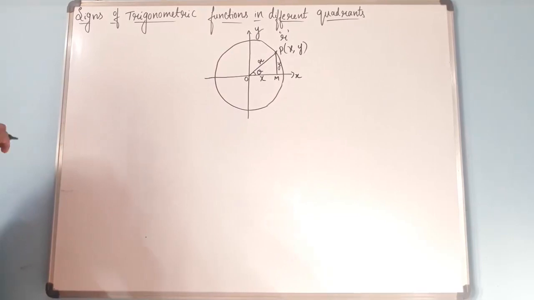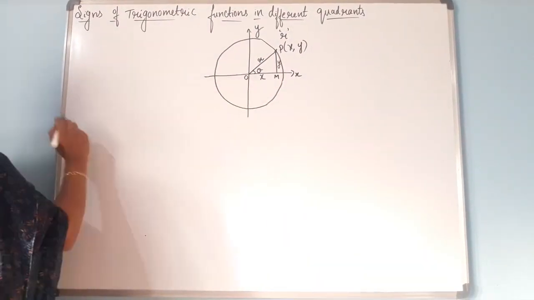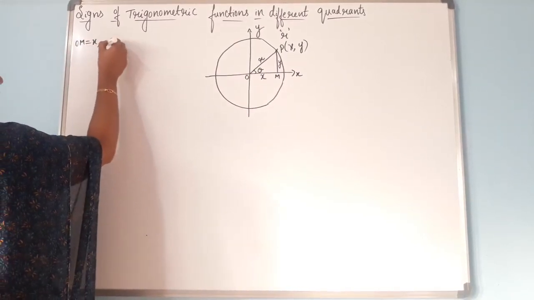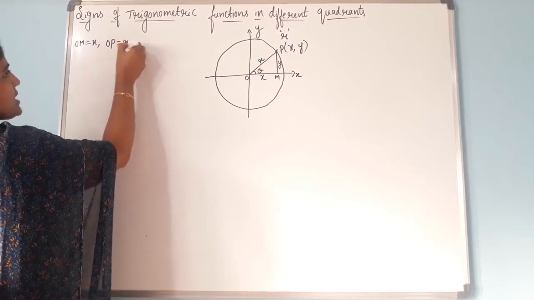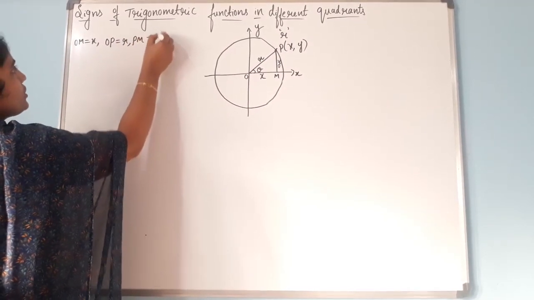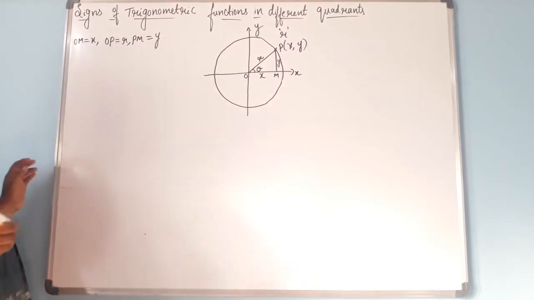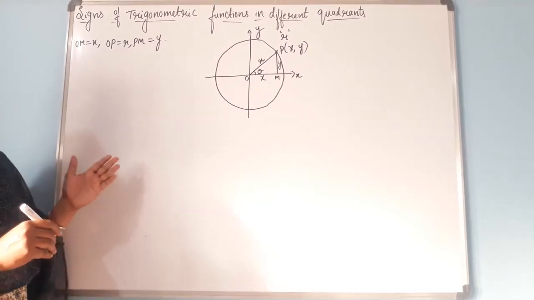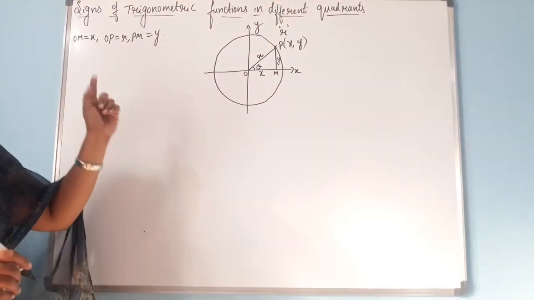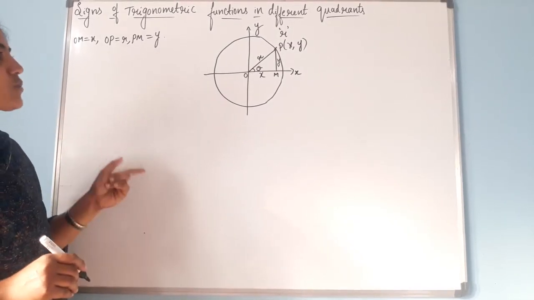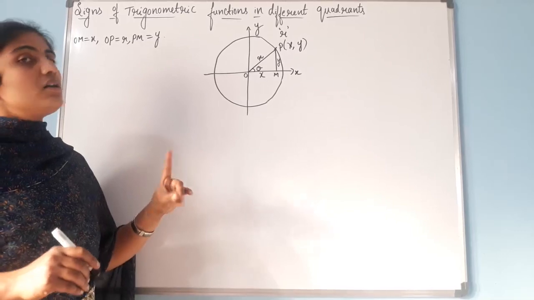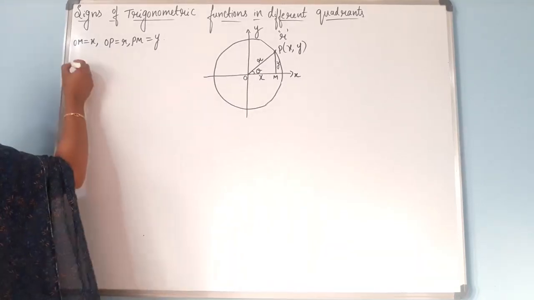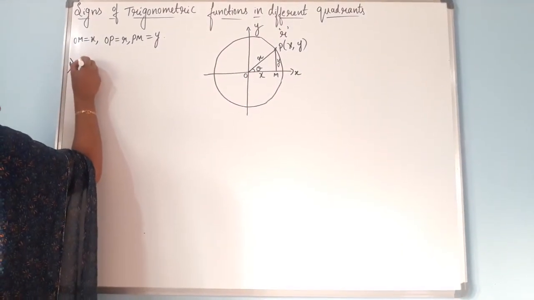Now we have to discuss the sign notation. Before going to that, by using that figure, what is OM? OM is x. OP is the radius, and PM is equal to y. Since we know that the radius is always positive, whereas the signs of x and y depend on the quadrants, the radius is always positive.